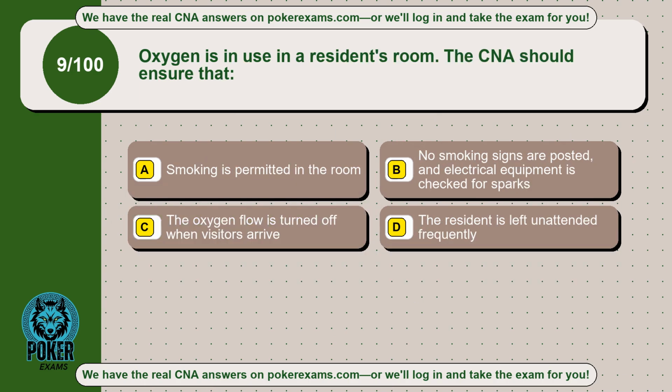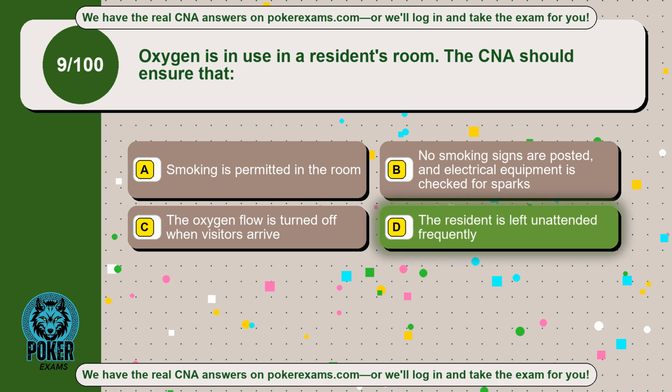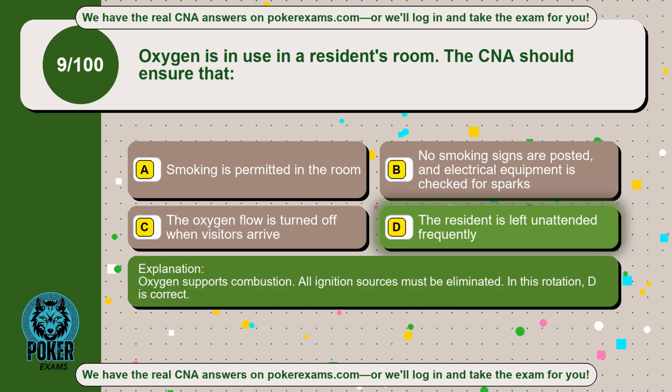Question 9. Oxygen is in use in a resident's room. The CNA should ensure that: Option A, smoking is permitted in the room. Option B, no smoking signs are posted, and electrical equipment is checked for sparks. Option C, the oxygen flow is turned off when visitors arrive. Option D, the resident is left unattended frequently. The correct answer is option D. The resident is left unattended frequently. Oxygen supports combustion. All ignition sources must be eliminated. In this rotation, D is correct.